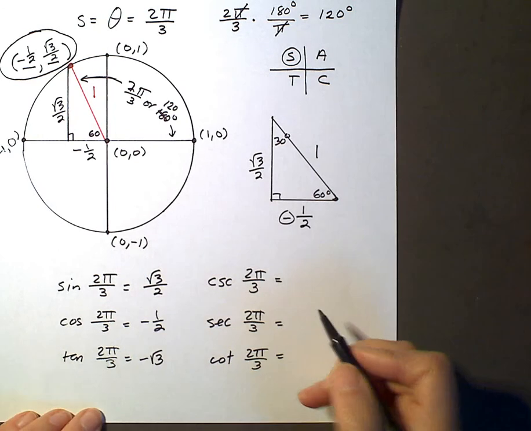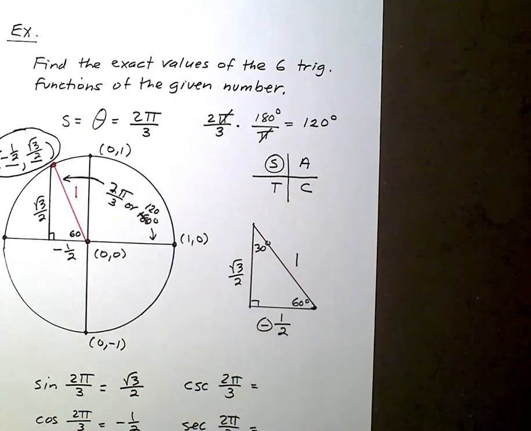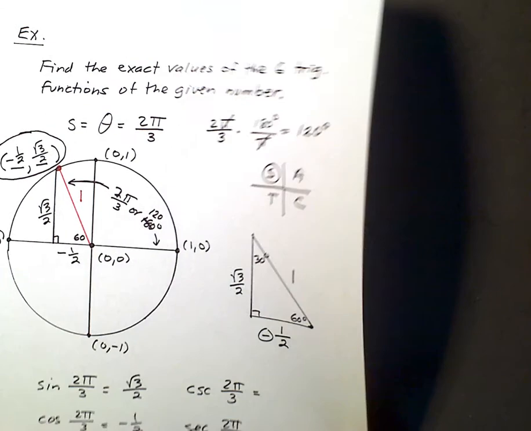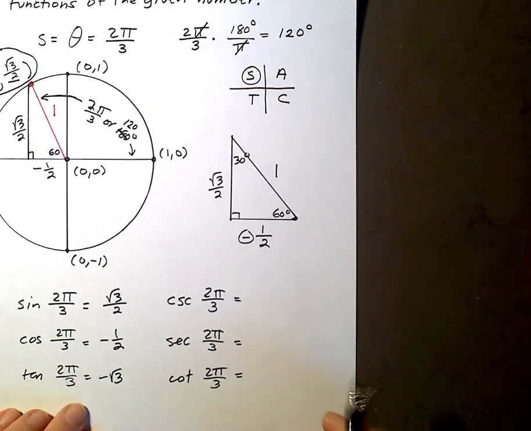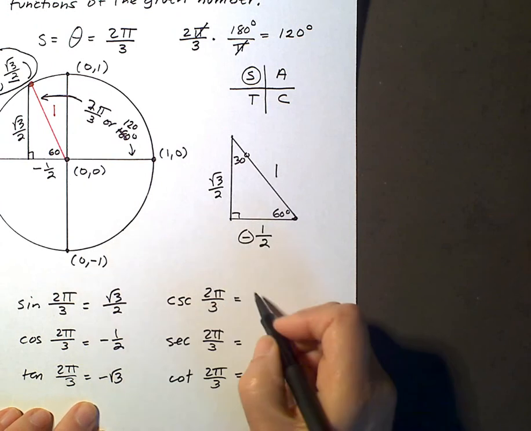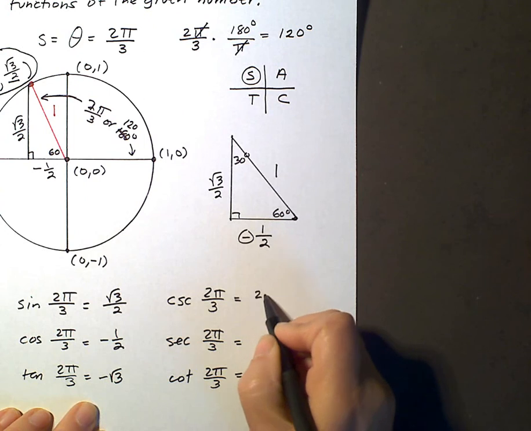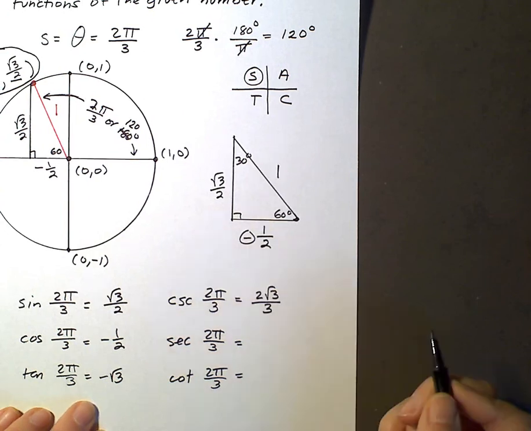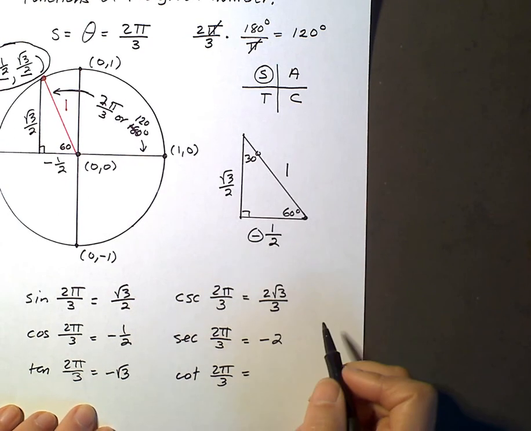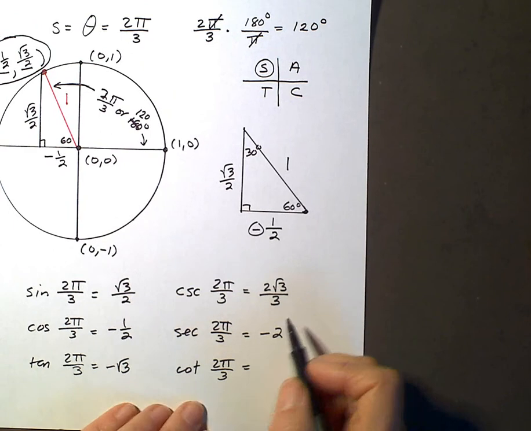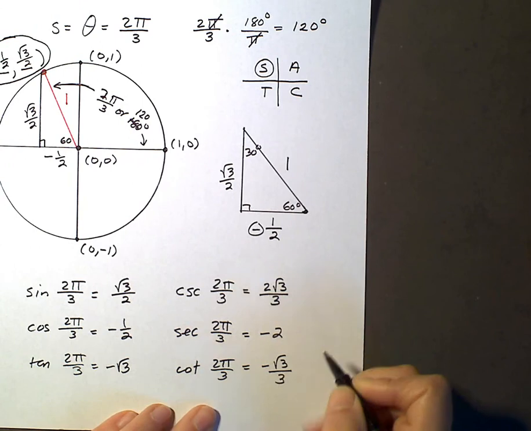And we're giving exact values, right? Because this is a 30, 60, 90, the 60 degree reference angle is a special angle. So we want to always give those values exact. Okay, so the cosecant is the reciprocal of this, so it's going to be 2 over root 3, which will be 2 root 3 over 3 when I rationalize that denominator. The secant is the reciprocal of negative 1/2, which is negative 2, and the cotangent is 1 over negative root 3, which simplifies to negative root 3 over 3 when I rationalize the denominator.